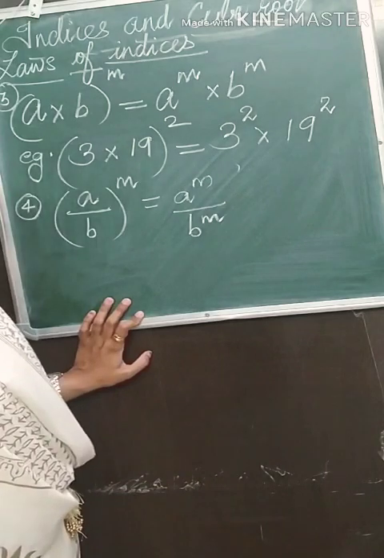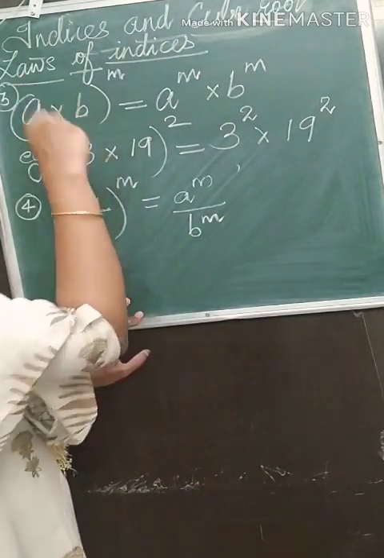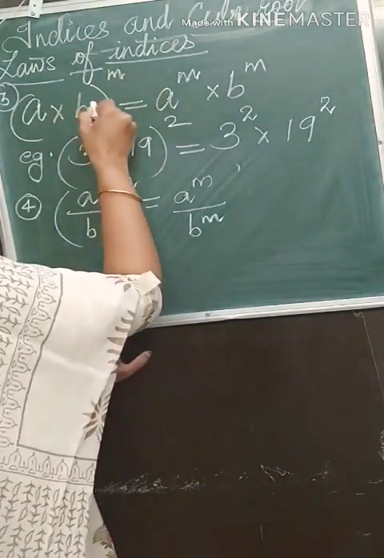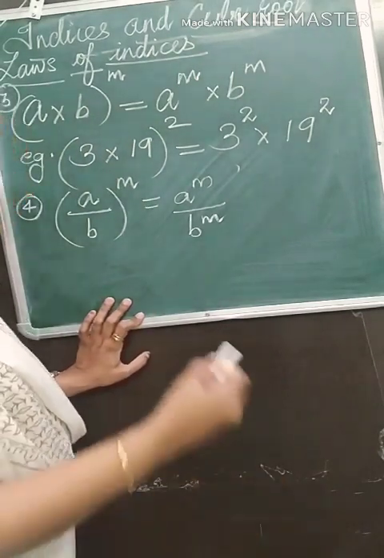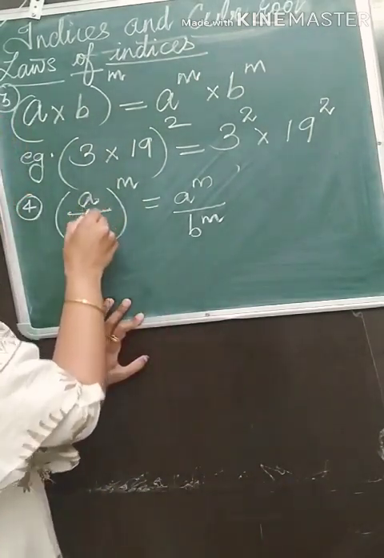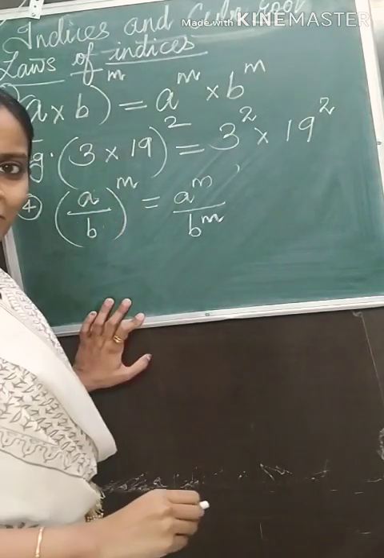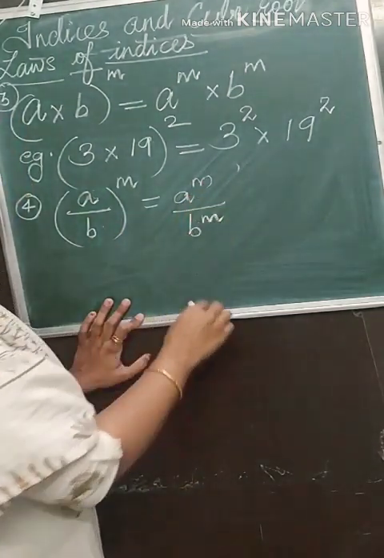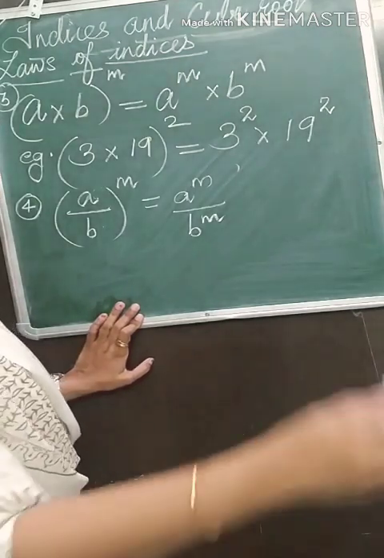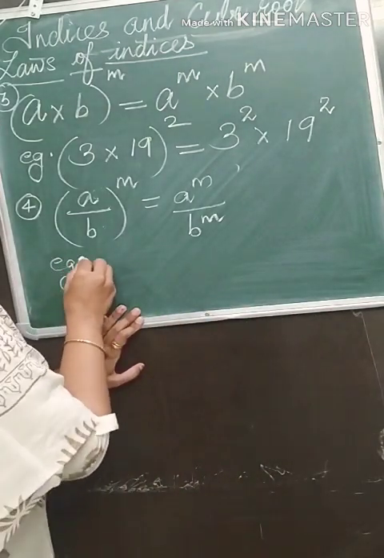So simple as it is. If it is multiplied, then this index will be for both the bases. Similarly, if you are dividing A by B, this index is for both numerator and denominator. Okay, A raised to M upon B raised to M. Let us see another example.